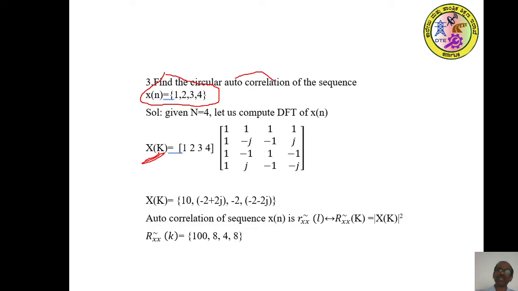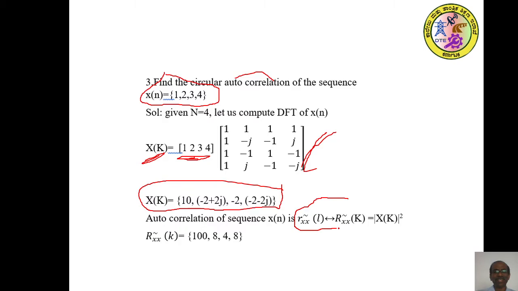In previous sessions I have taught you how to compute the 4-point DFT of a given sequence using the linear transformation approach. Multiply the data sequence with the twiddle factor matrix to get X of k equal to 10, minus 2 plus 2j, minus 2, minus 2 minus 2j. Answer is ready. We know that autocorrelation in the time domain is given by Rxx tilde of l. In the frequency domain it looks like Rxx tilde of k, which is equal to the modulus of X of k whole square.